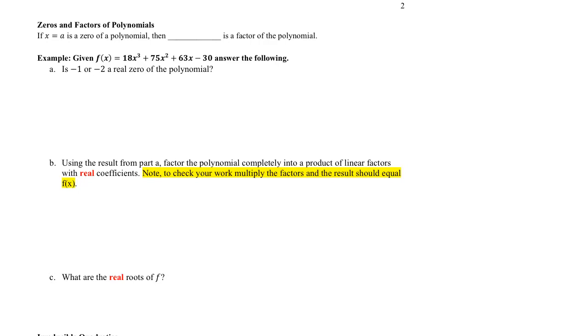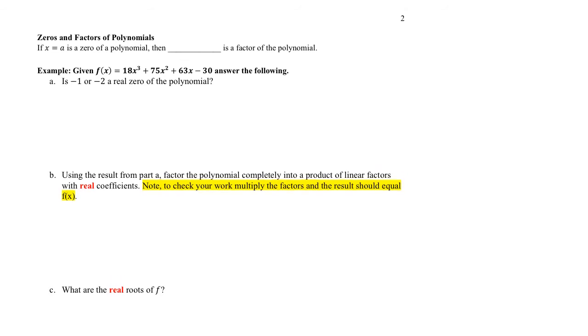We've talked previously about zeros and factors of polynomials in the factor theorem. The factor theorem tells us this: if x equals a is a zero of the polynomial, then that means that x minus a is a factor of the polynomial, okay? And so I've given you an example here. I've said given f of x equals 18x cubed plus 75x squared plus 63x minus 30, and I want you to determine is -1 or -2 a real zero of the polynomial.